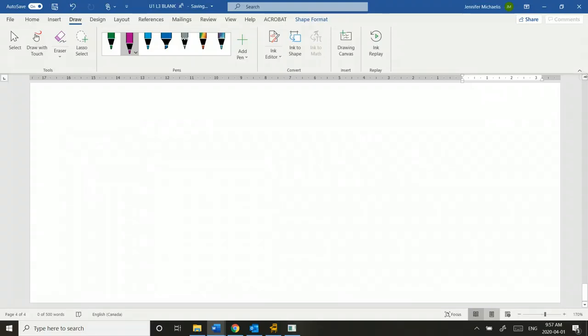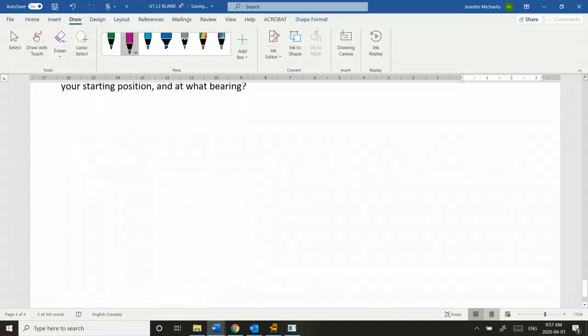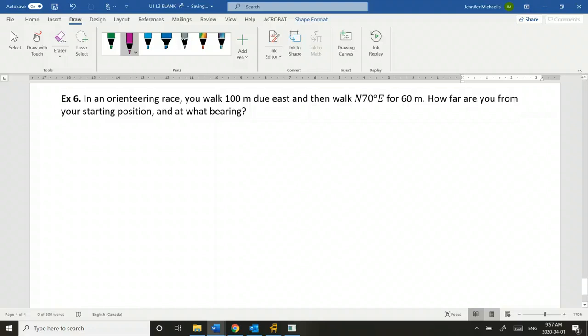Okay, last question for today's lesson, and take a look at another application. In an orienteering race, you walk 100 meters due east, and then you walk north 70 degrees east for 60 meters. How far are you from your starting position and at what bearing?